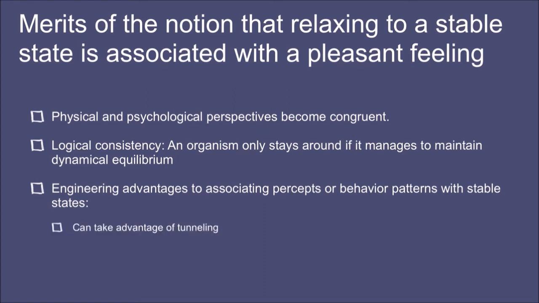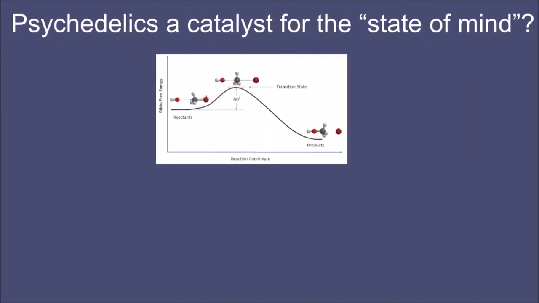We already saw that you can take advantage of quantum tunneling. And also, if you use stable states in a deliberate way, you find that this helps you stabilize percepts and behavior patterns in the presence of noisy sensor readings.